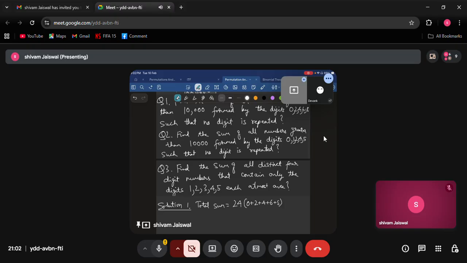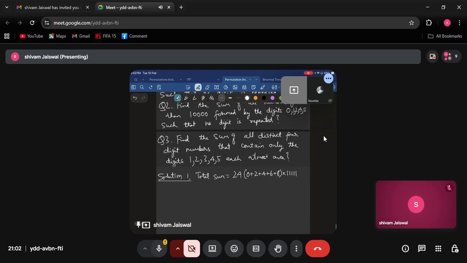Multiplied by 1, 1, 1, 1, 1. This will be the total sum. But over here, there is a problem. Can you identify it? So it should be greater than 10,000. Exactly. So zero cannot be in the first place, right? So let us find out the sum when zero is in the first place.